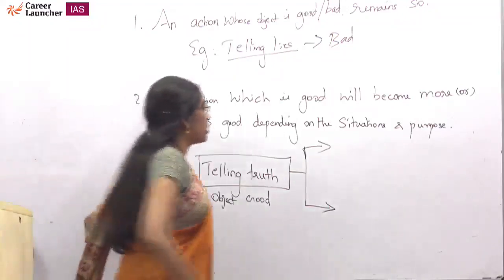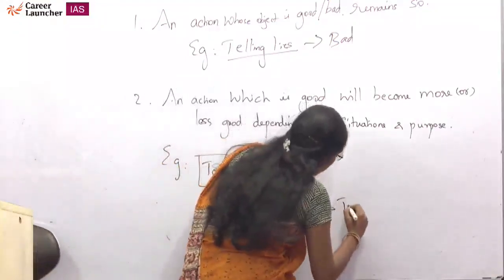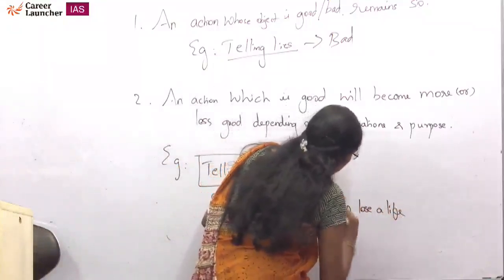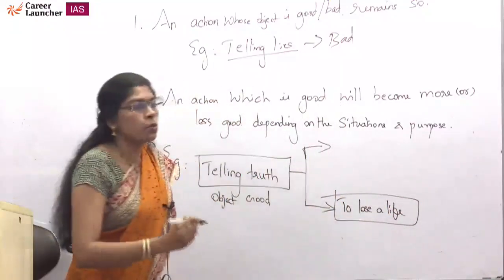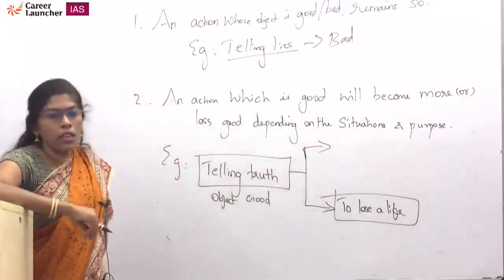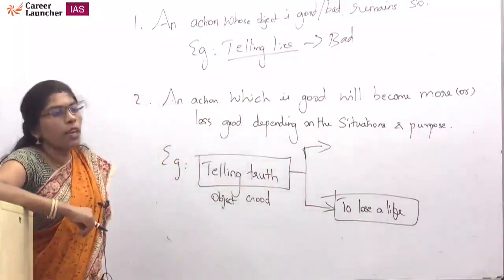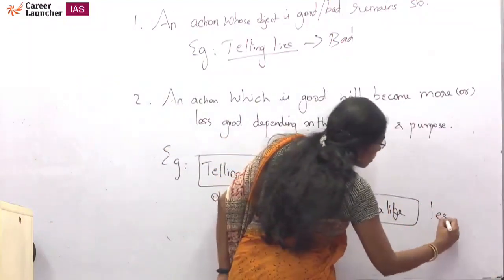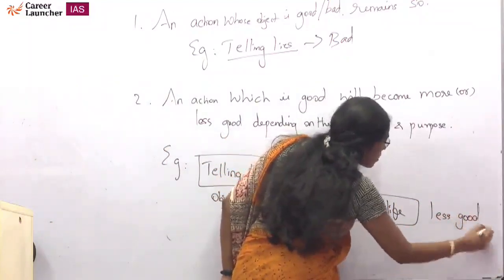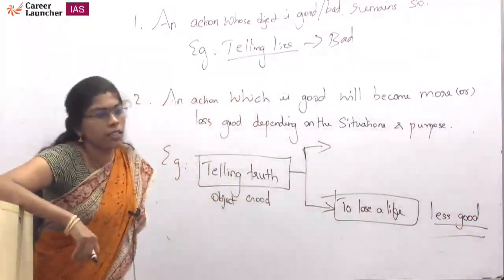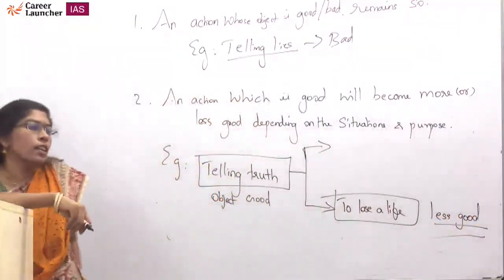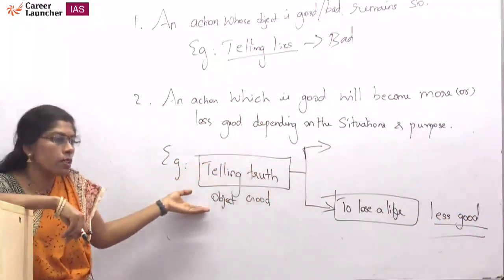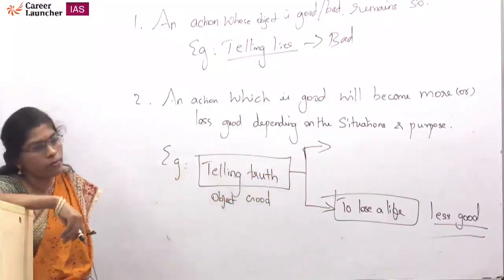So, what are they saying? Okay. When you are saying a truth and it leads to the loss of a life, you didn't kill that person, but the way you spoke killed that person. So, this is less good. They are saying this is less good. Even though it is good, they don't say it is bad. Understand that. They don't say this action is bad. They say it is good only because you are following your moral principle. You are telling a truth, but it is less good.